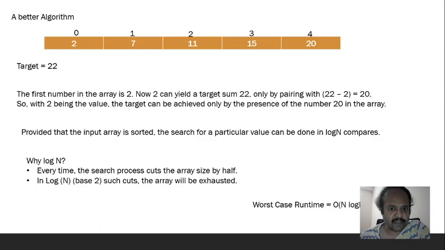So now let's think of a better way of solving this problem. What is the better approach? We start from this array, and I change the target back to 22. Let's take the number 2, the first number in the array. Now 2 can yield a target sum of 22 only by pairing with 22 minus 2, which is 20. So if 2 is an element present in the array, we will be able to form the sum 22 if and only if 20 is present in the array.